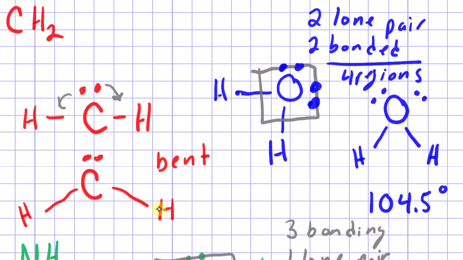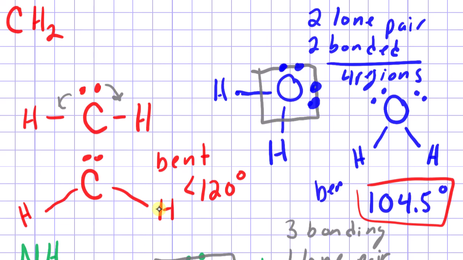Remember that the water's bent was 104.5 degrees. Well, in this case, our bent is going to be less than 120 degrees. And that's why it's possible to have 2 bent molecules that have different angles. It depends on how many lone pairs and how many bonded pairs.